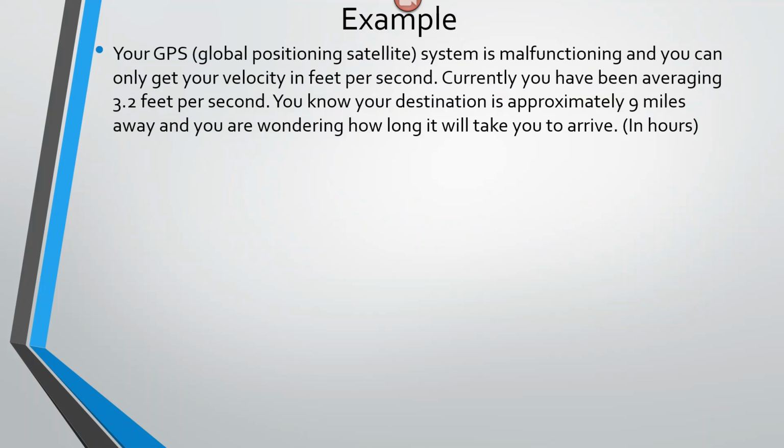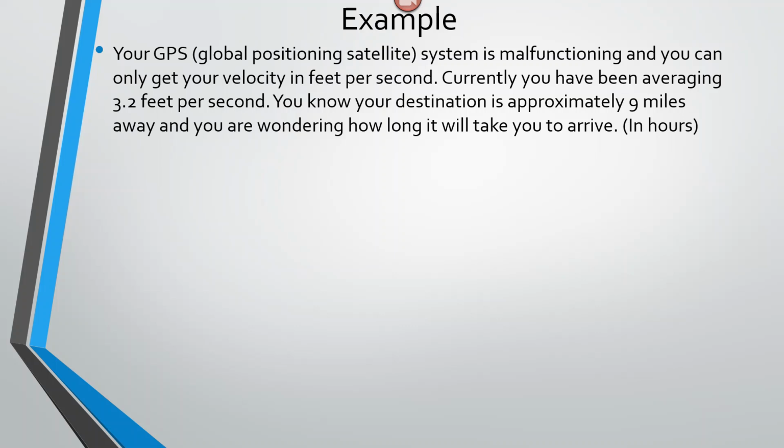All right, last thing. One more example. GPS, global positioning satellite system, is malfunctioning. In this case, I believe they're referring to the receiver. So the GPS receiver is malfunctioning, and you can only get your velocity in feet per second, which would be unfortunate. Currently, you've been averaging 3.2 feet per second. You know your destination is 9 miles away. They've given you your velocity in feet per second, but your distance from target in miles. So it's wondering how long it'll take you to arrive in hours.